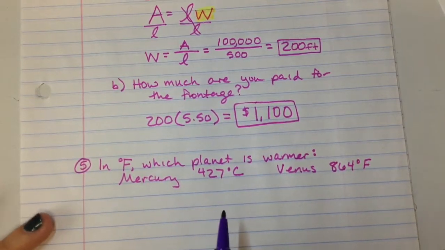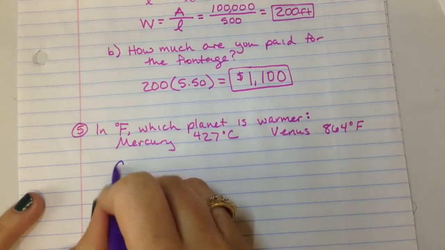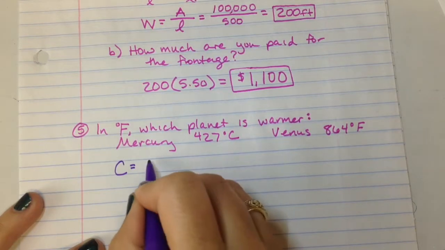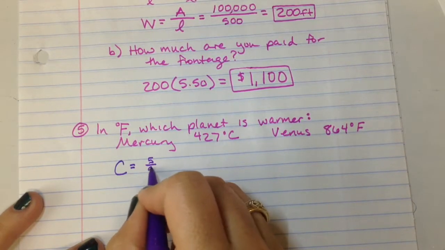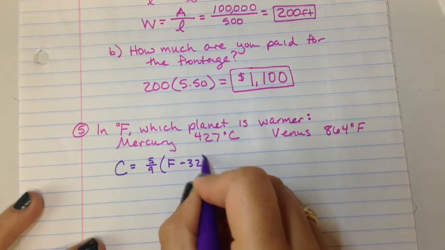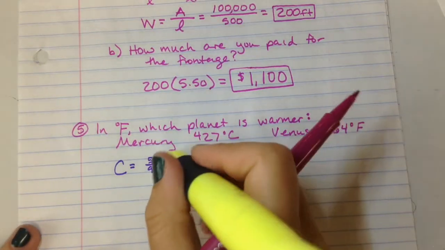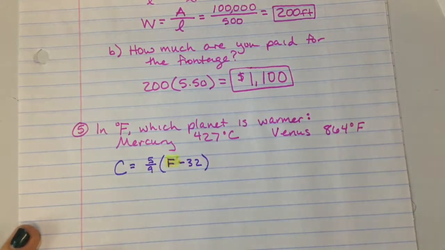All right, so we know, and if you don't know, you can Google it, that the formula for Celsius to Fahrenheit is C equals 5/9 (F minus 32). That's the formula to convert. Well, we want to go to Fahrenheit. We want it to say F equals. So we're going to solve for F.